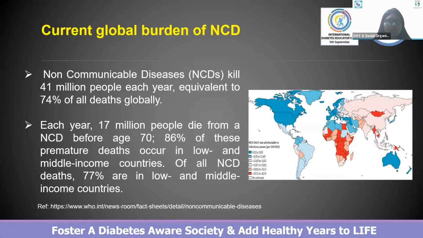So let's start with the numbers. Non-communicable diseases, the NCDs, kill around 41 million people each year, equivalent to 74% of all deaths globally. This data is collected from the WHO. Each year, 17 million people die from NCDs before the age of 70. 86% of these premature deaths occur in low and middle income countries.